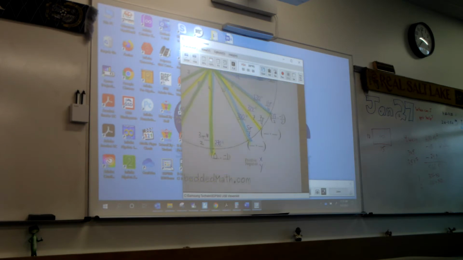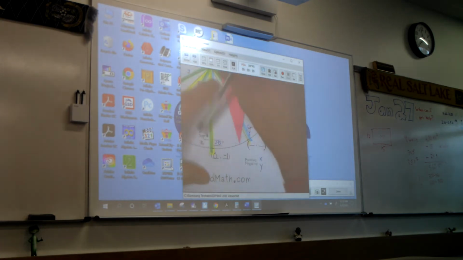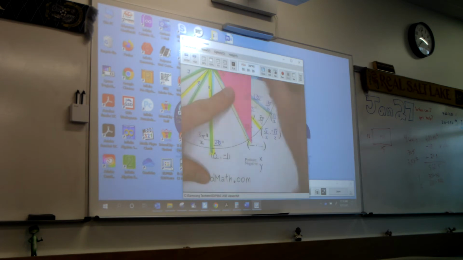When I go to the 45 angle, 360 minus 45 is 315. We're going to the right square root of 2 over 2, but then we're going down square root of 2 over 2. And then 360 minus 60 is 300 degrees. We're going to the right 1/2, but then we're going down square root of 3 over 2.